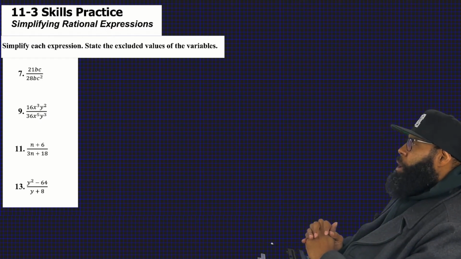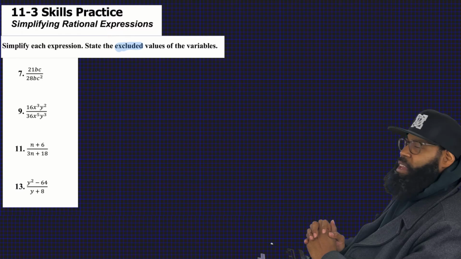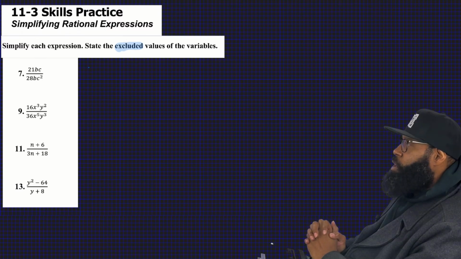Okay. Whoa, monomials. That's right. Single term. And again, excluded values of the variables. So of course, b and c cannot be 0, because 0 times anything is 0, and we can't have 0 in that denominator, so yeah, we get that.